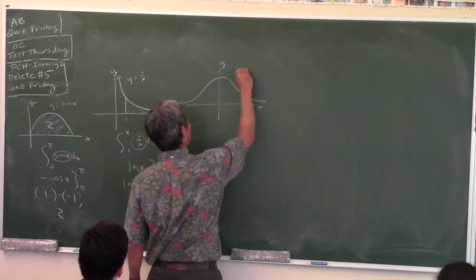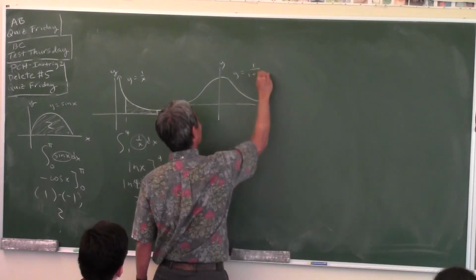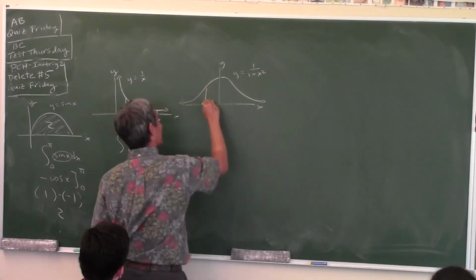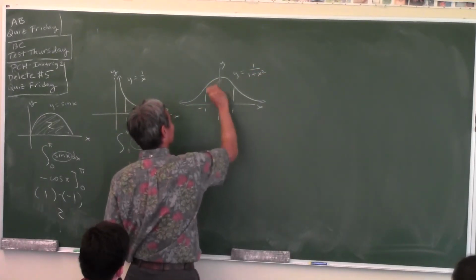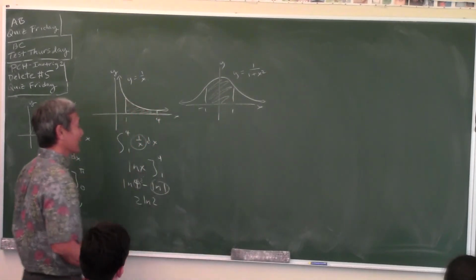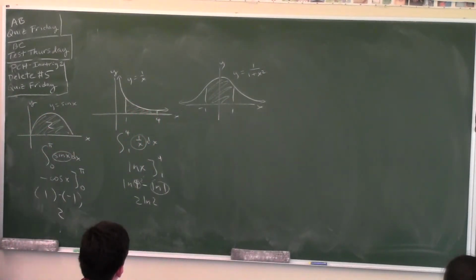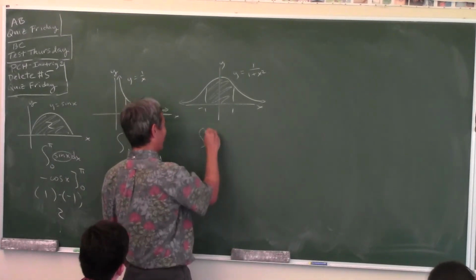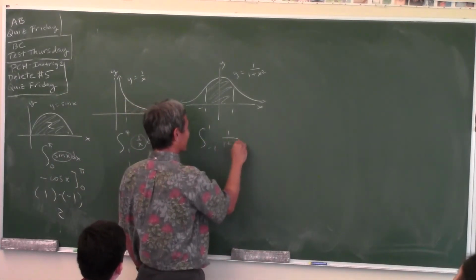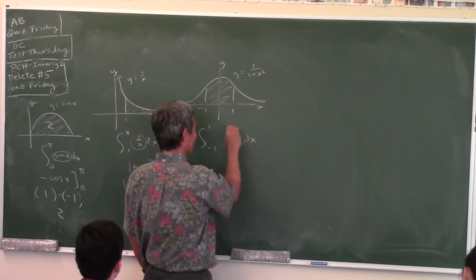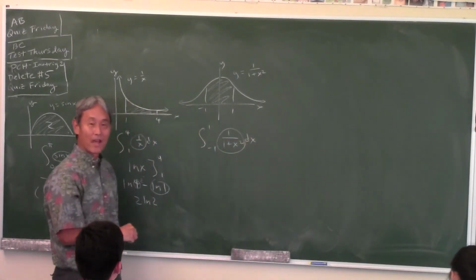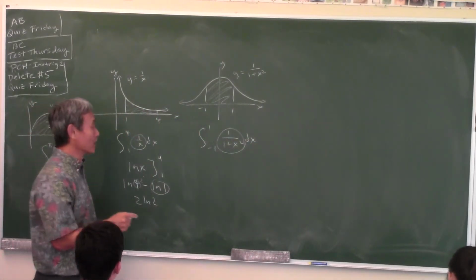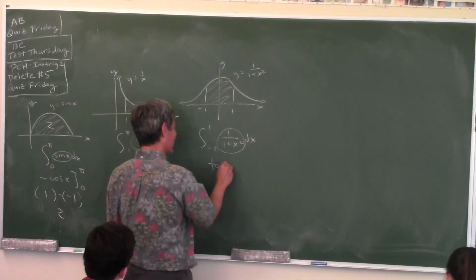Here is the graph of y equals 1 over 1 plus x squared. Let's go from negative 1 to 1. What is that area? What integral represents that area? The integral from negative 1 to 1. You guys know how to set up the integral. That's easy. But now, what's the antiderivative of that? Tangent inverse. Very good. Tan inverse x.